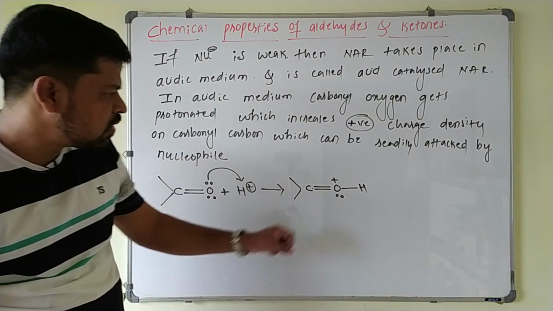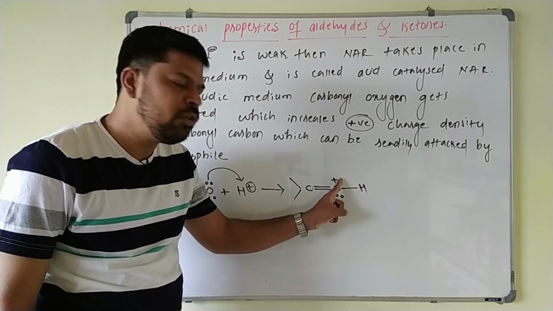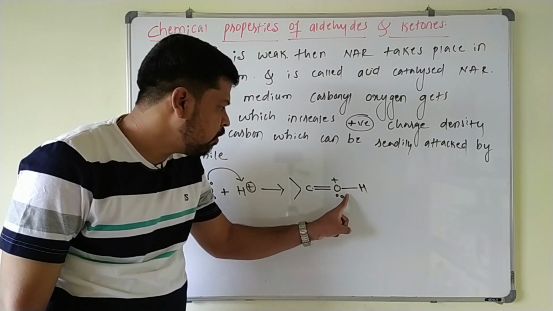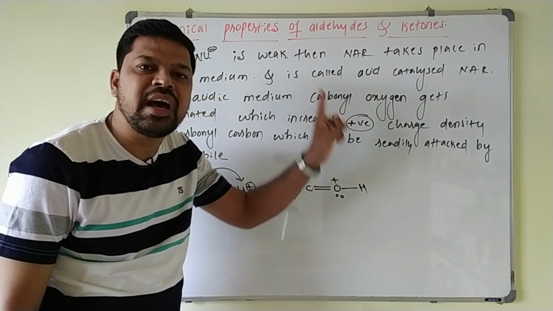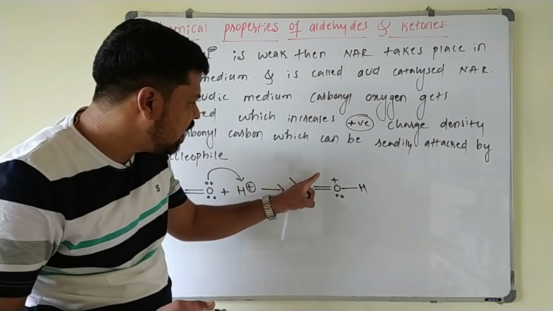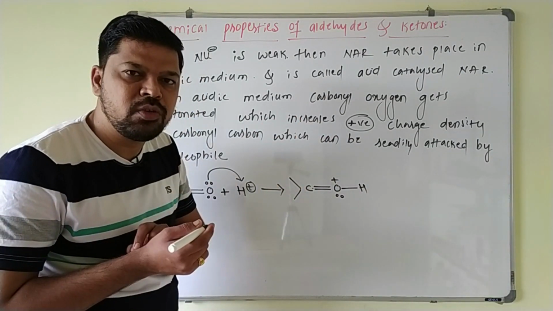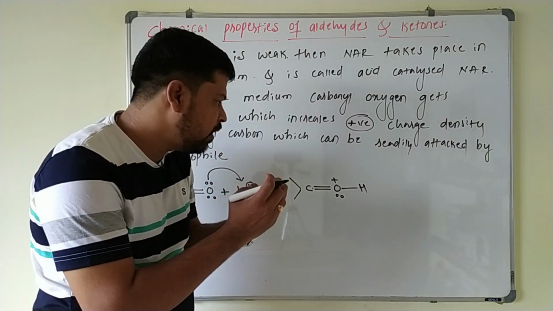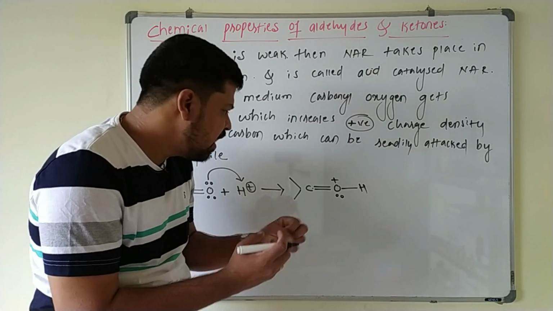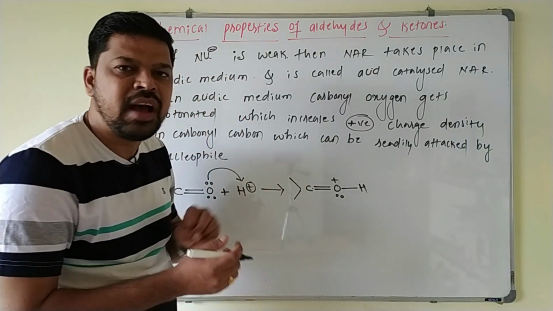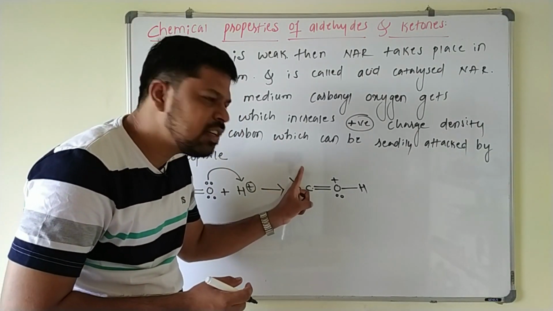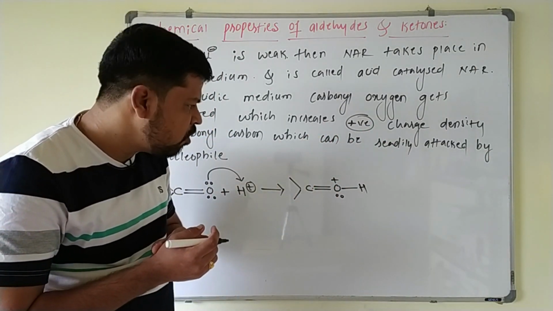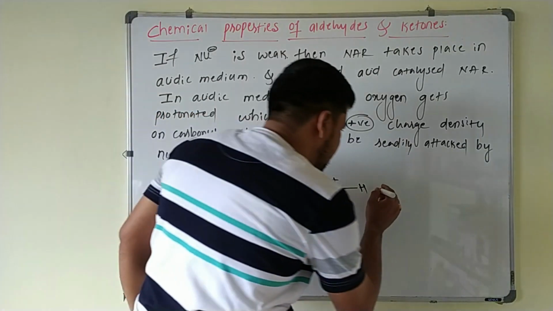Now this oxygen, being more electronegative, cannot bear this positive charge. An oxygen atom with a positive charge is unstable. So readily it takes the pi electrons towards itself, trying to attract more electron density. As a result, the positive charge density on the carbon increases. As the positive charge density on this carbon increases, it can be easily attacked by the attacking nucleophile here.